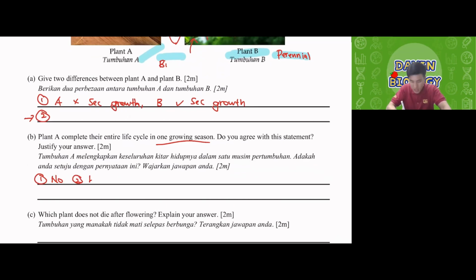So you can say because plant A is a biennial plant which completes its life cycle within 2 years, not 1.